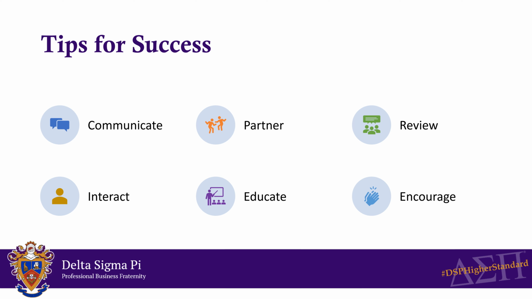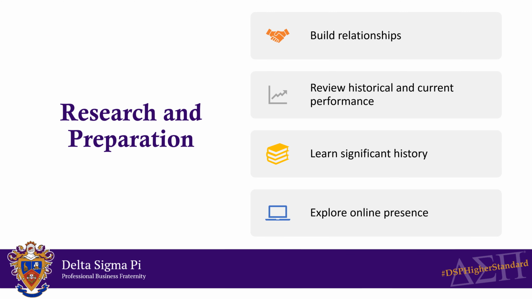3. Review the chapter's progress regularly and address concerns proactively. 4. Interact with the chapter's pledge class since they are the next generation of brothers. 5. Continually educate the chapter about Delta Sigma Pi risk management policy. And 6. Encourage chapter officers to plan ahead and actively review progress towards goals for chapter operations to maximize performance and execution.